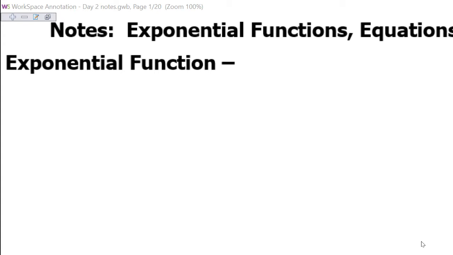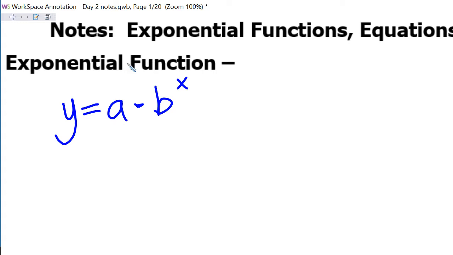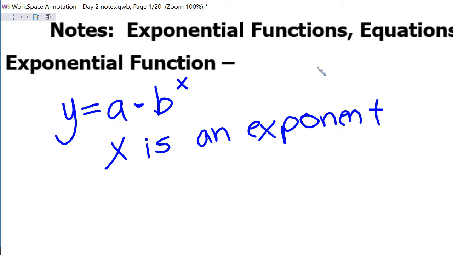Exponential growth and decay, as well as solving some exponential equations and inequalities, some basic ones today. An exponential function is any function whose equation is written in the form y equals a times b to the x power. In order for it to be an exponential function, notice that x is an exponent. If you have x as an exponent, it's an exponential function.